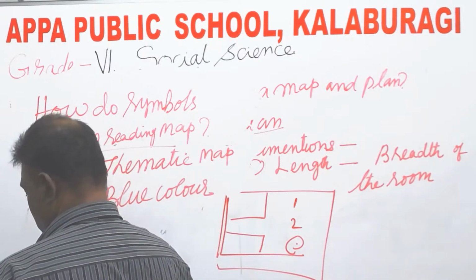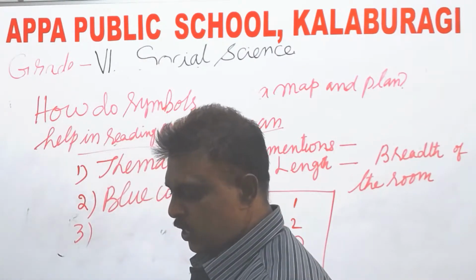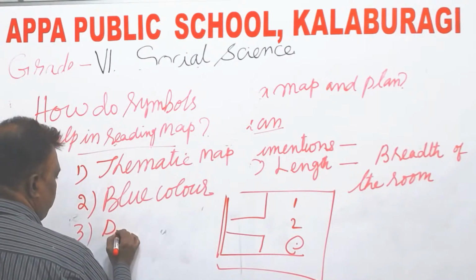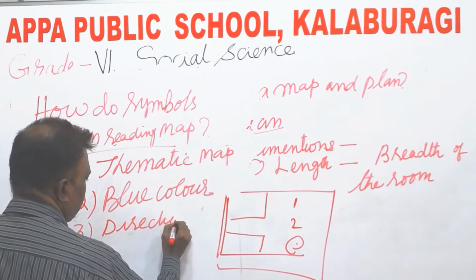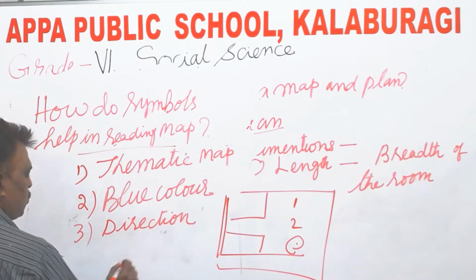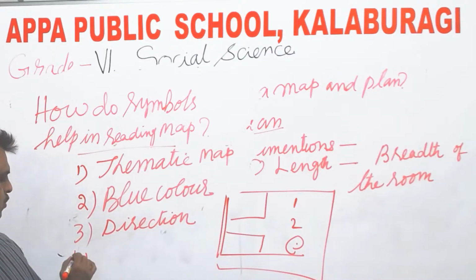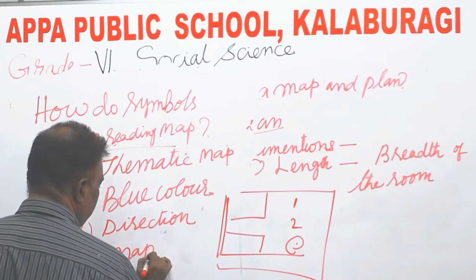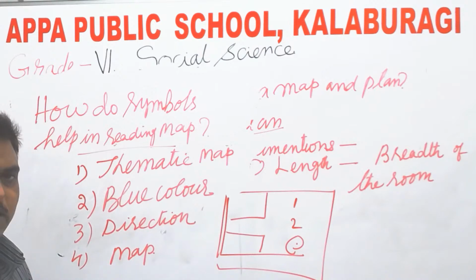Next one is about a compass used to find the directions. To find the directions, the compass box can be used. And the last, for a map, a scale is necessary. I read for you once again.